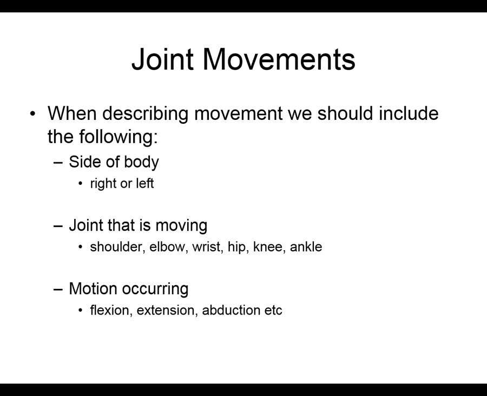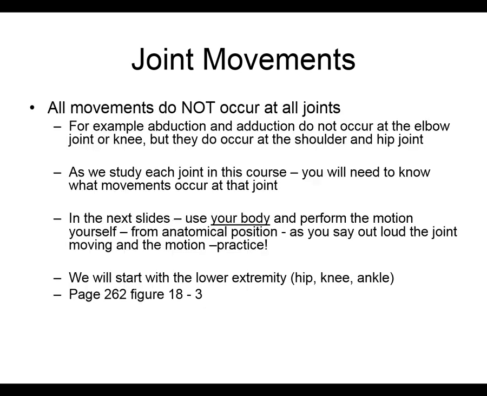All movements do not occur at all joints. We talked about that with the elbow and knee versus the shoulder and hip. As we study the joints in this course, you'll need to know what movements occur at that joint. And we break this up into units so that you have a better understanding, but in this particular unit and in this particular chapter, we give you an overall idea of the motions.